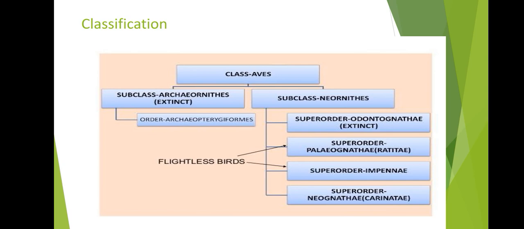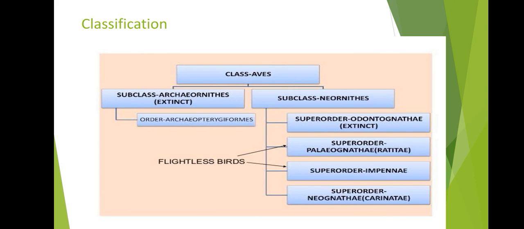The superclass Aves is divided into two subclasses, Archaeornithes and Neornithes. Archaeornithes consists of extinct birds. We can't see these birds because they are already extinct; we can see them only with the help of pictures. Neornithes includes both extinct and present day birds.